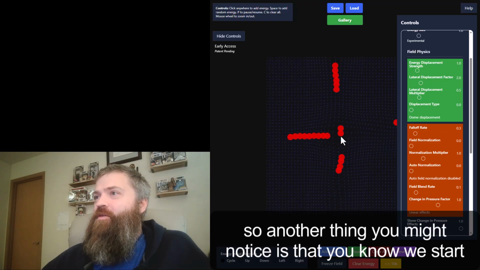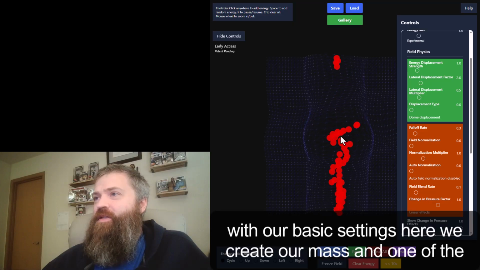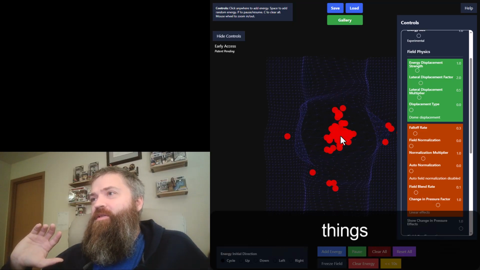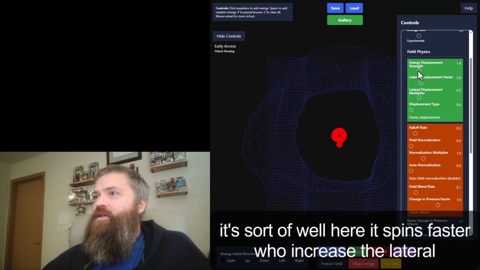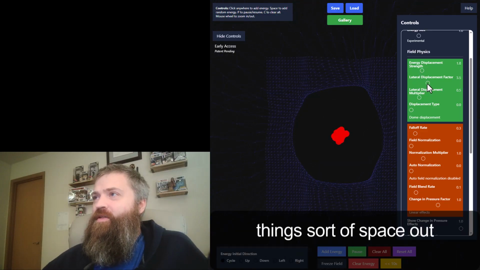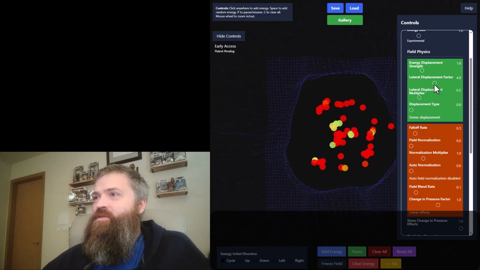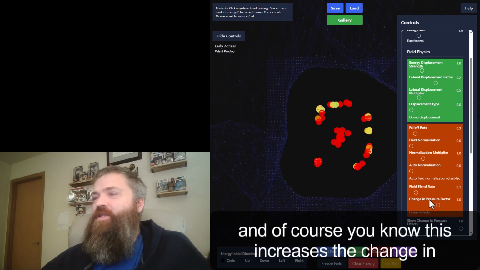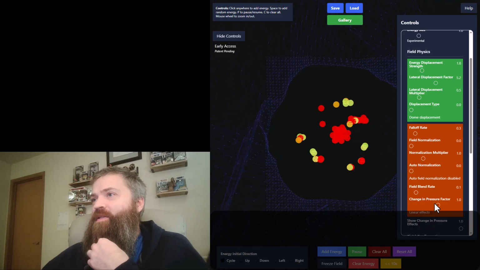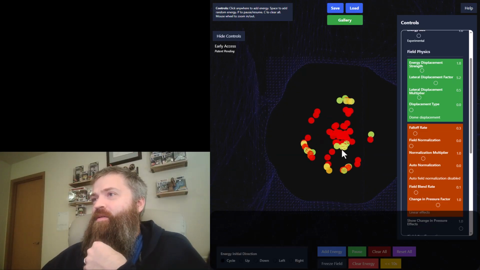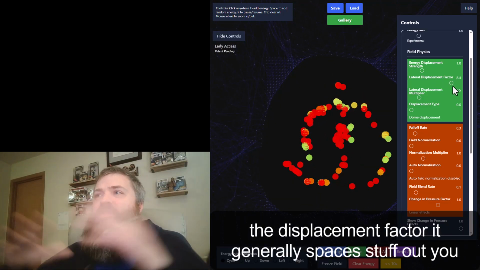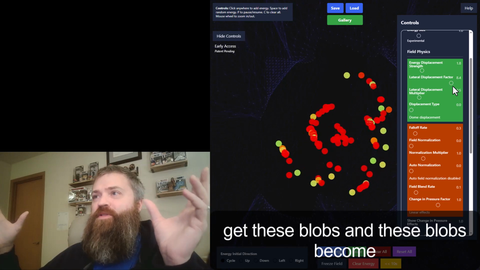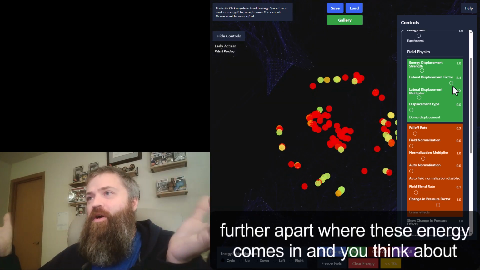So another thing you might notice is that we start with our basic settings here. We create our mass. And one of the things about increasing the energy strength is that, well, here it spins faster. If we increase the lateral displacement, things sort of space out. And of course, this increases the change in pressure effects, I guess. But as you keep adding more things and you increase the displacement factor, it generally spaces stuff out. You get these blobs, and these blobs become further apart where the energy comes in.